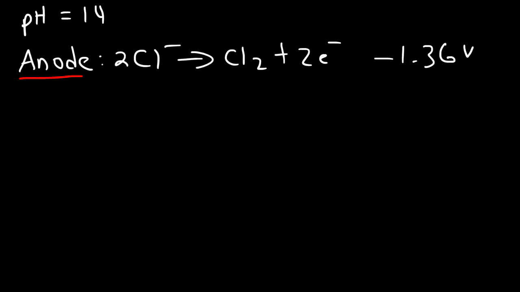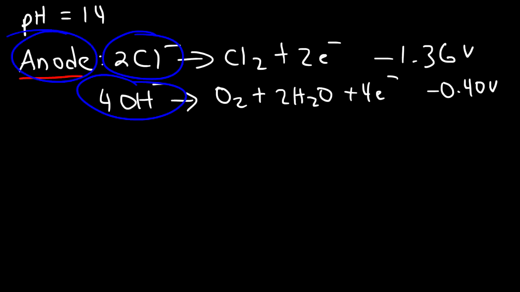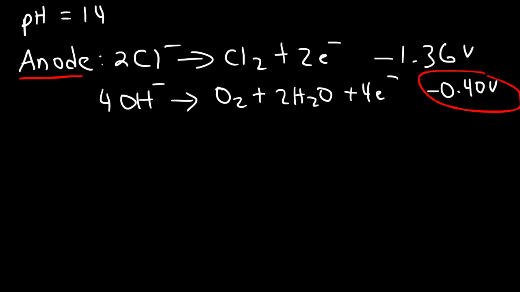Now if you oxidize water under basic conditions, hydroxide will be oxidized into oxygen gas plus 2 water molecules plus 4 electrons, and the cell potential for this will be only negative 0.4 volts. Now both hydroxide and chloride are anions, so because they carry a negative charge, they will be attracted to the anode. Anions always migrate towards the anode, so these can occur.